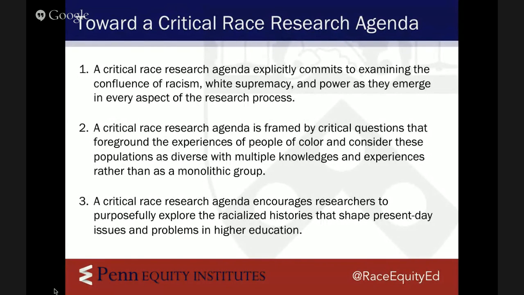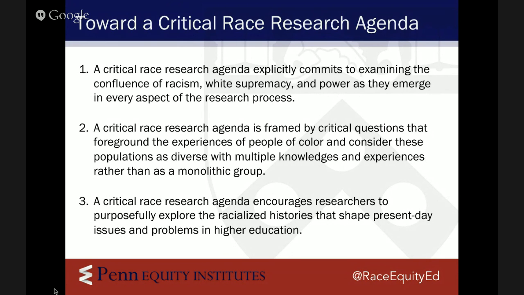So at the end of the chapter, we talk about a critical race research agenda, and the first thing is that it explicitly commits to examining racism, white supremacy, and power as they emerge in every aspect of the research process. So from generating the idea to constructing the research question, the methodology selected, interpretation of data, data collection, how the researcher positions themselves in the work, and so on. The agenda is framed by critical questions that foreground the experiences of people of color, and understands that there's a diversity among these people, so it's not just a monolithic group.